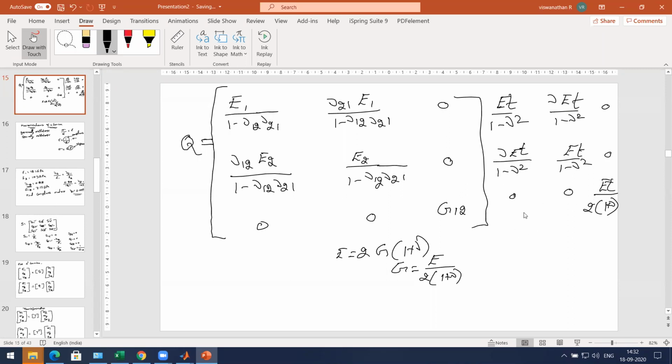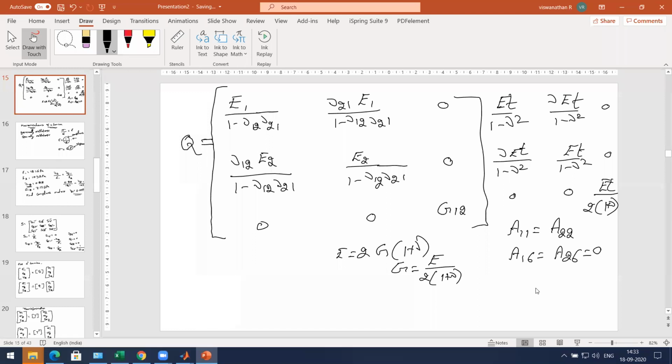Now by looking at these two, A11 is equal to A22, because I have multiplied with thickness, it's the A matrix now. This whole term is A11, and this term is A22. It is the same. A11 is equal to A22. A12 is equal to A21. And then there is one more thing, A16 is equal to A26, which is 0.